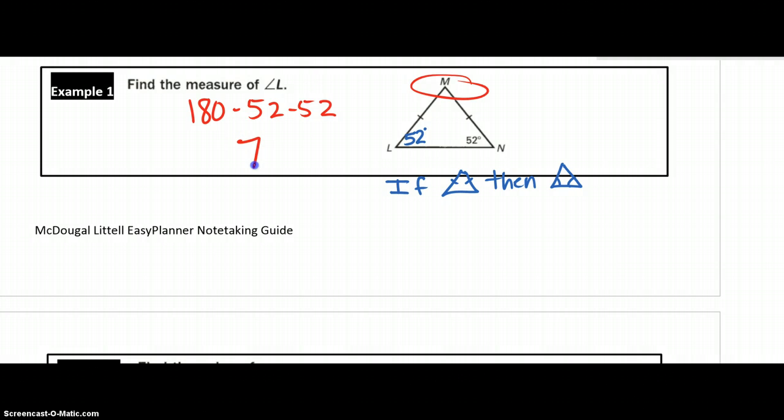76 degrees. Okay? So again, they asked for the measure of angle L, but we were able to use that to find the measure of angle M also. Okay.